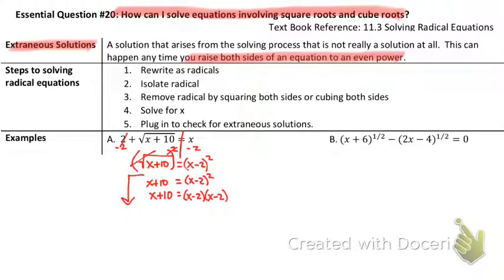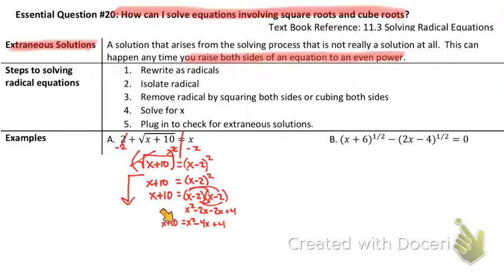Okay, so I've got to clean this up. I'm going to distribute. That's going to give me x squared minus 2x, and then we'll distribute here. That's minus 2x plus 4. Combine like terms, and we get x squared minus 4x plus 4, all still equal to x plus 10.